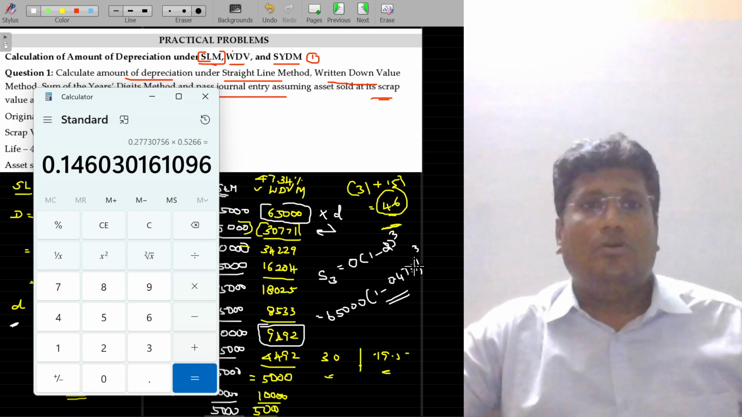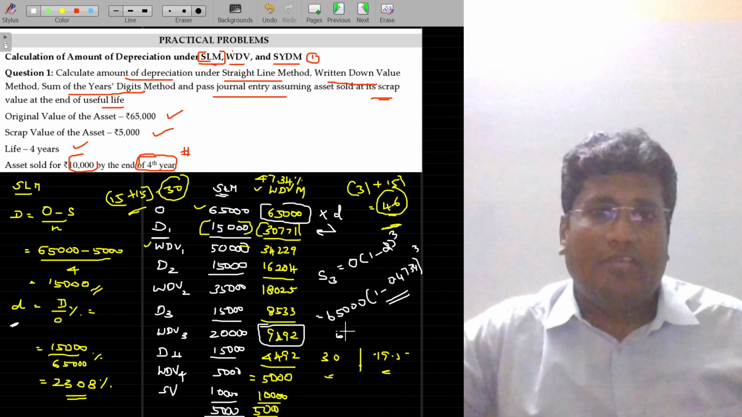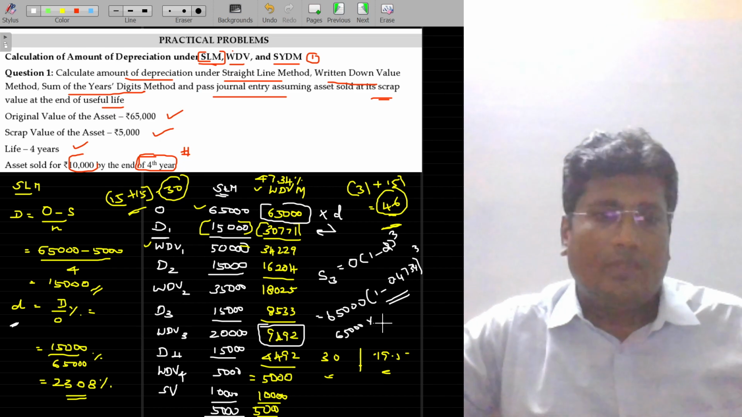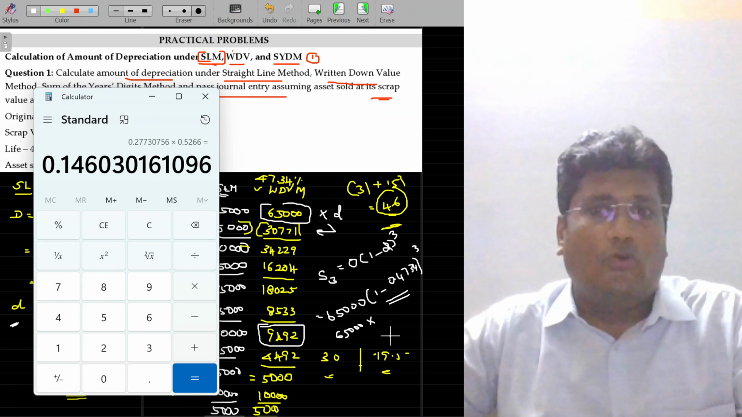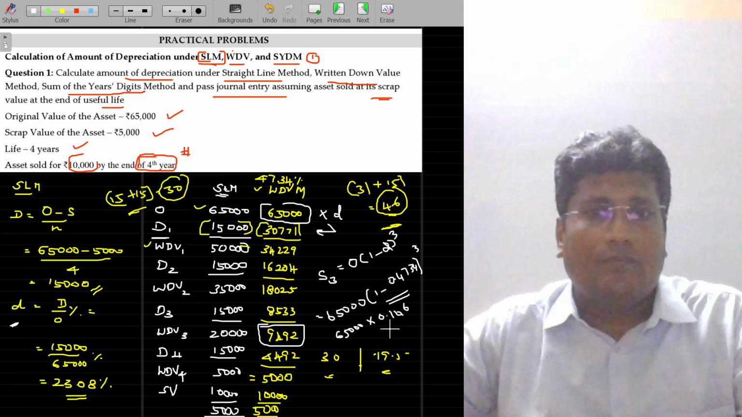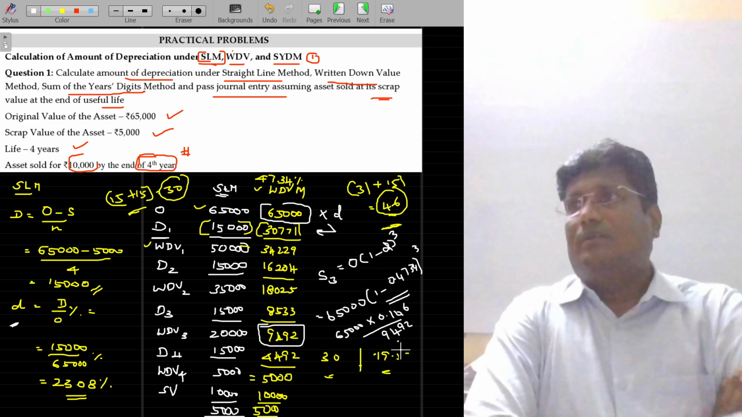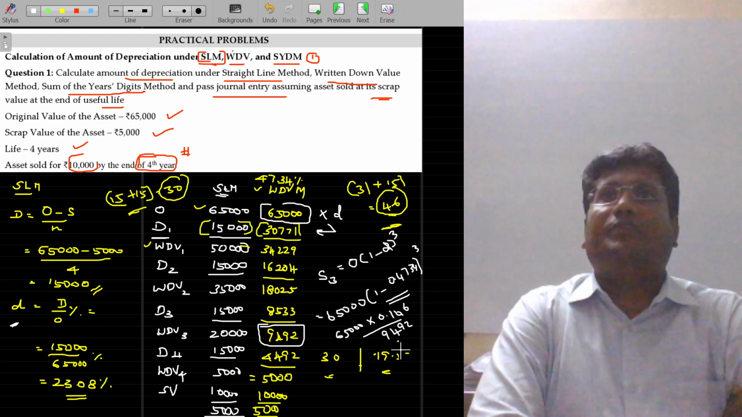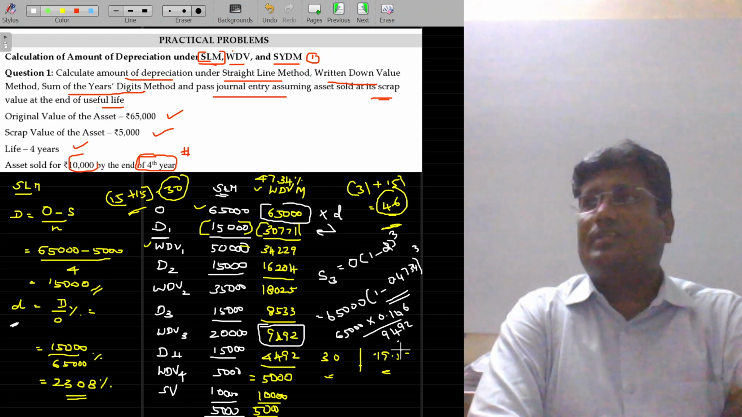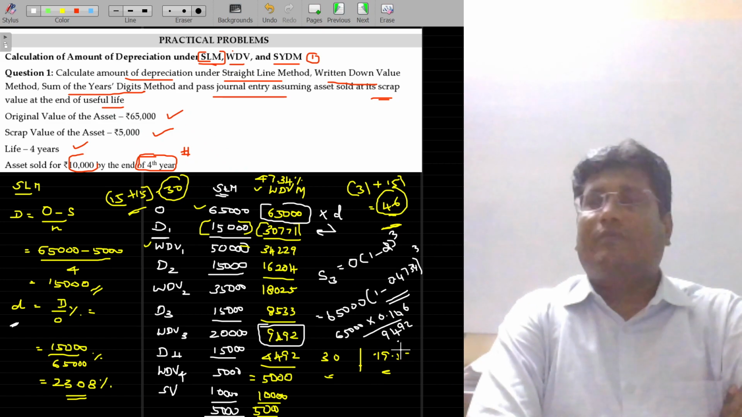This second part is 0.1460. 65,000 into 0.146. Come on, multiply these two. Are you able to get 9,492? Yes or no? See, so simple. Under the WDV method, if you want to calculate the scrap value by the 5th year or 6th year, you can directly calculate using this formula. Scrap value is equal to original value into 1 minus d to the power n.